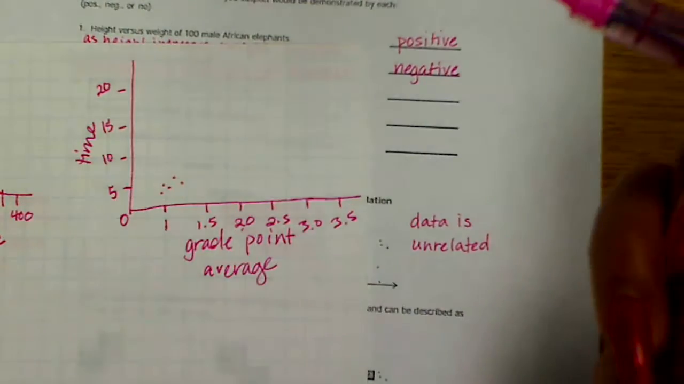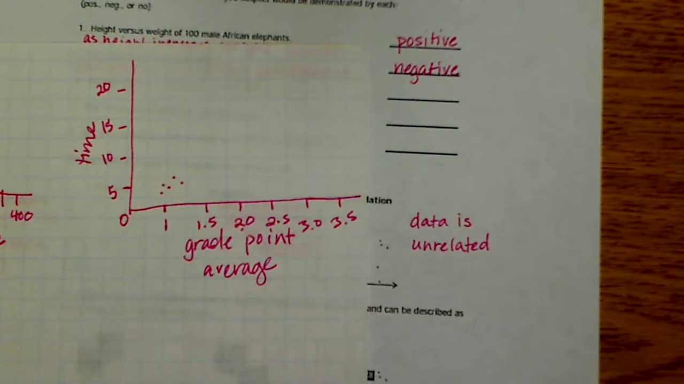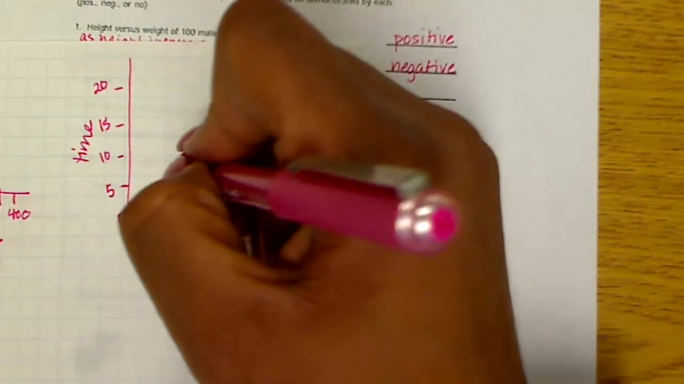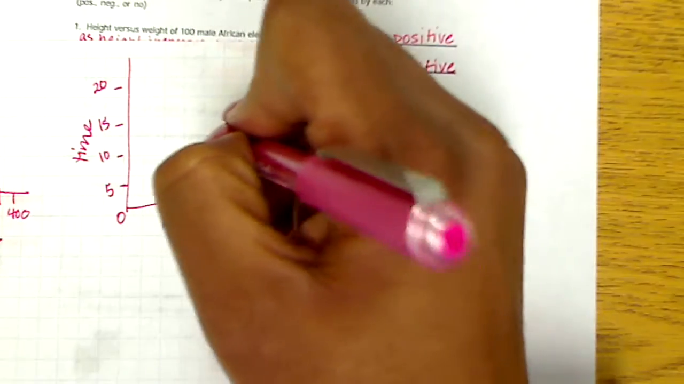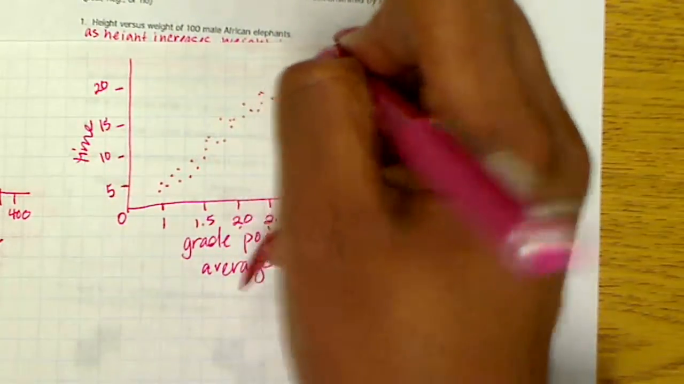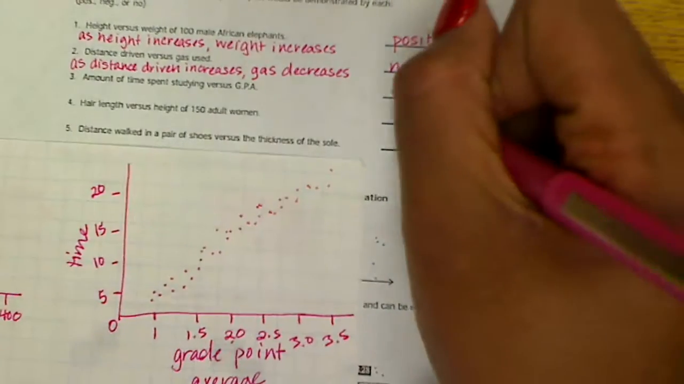In any case, there's also people who can study forever and still fail. Okay? Hey, that's me. So this doesn't hold true for everybody, but by and large, the more you study, what happens to your grade point average? It increases. What kind of correlation is this? Positive.